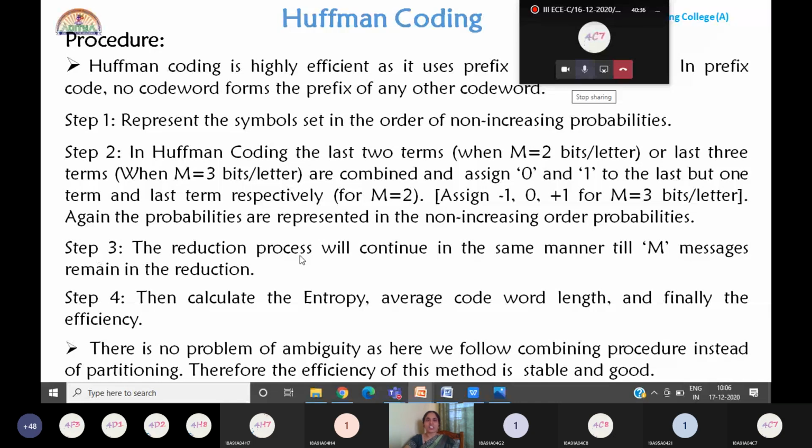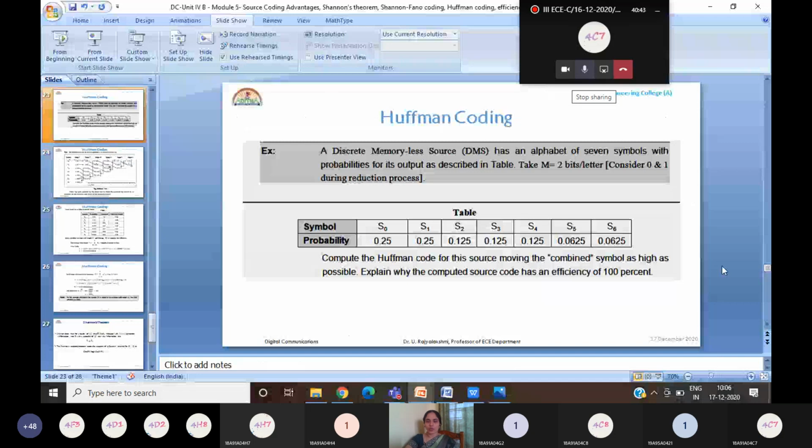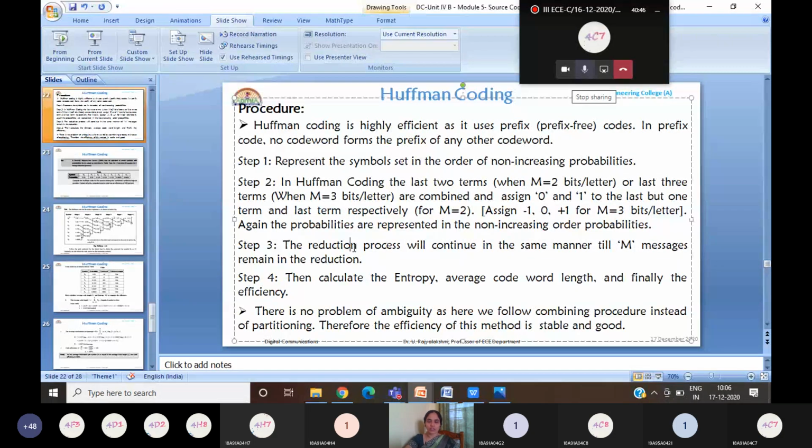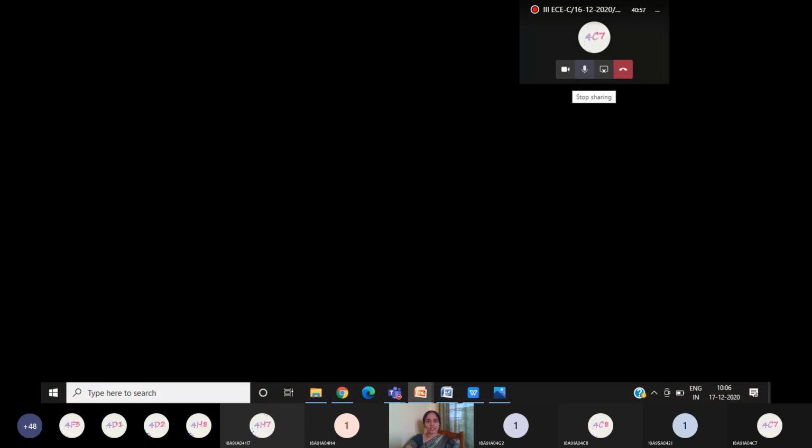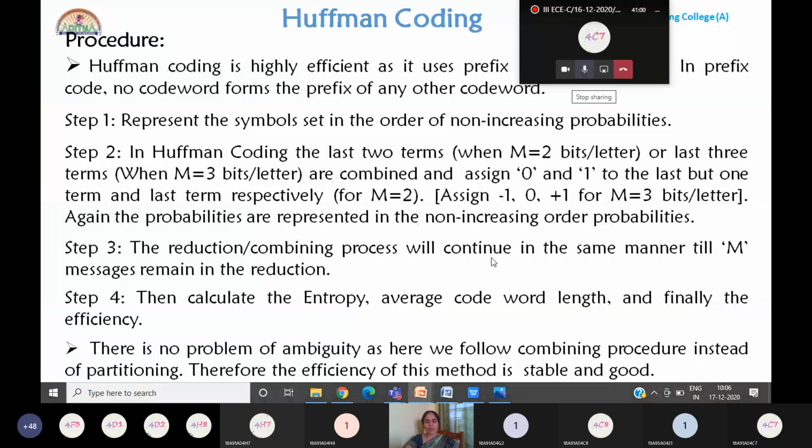Okay, next step 3 is the reduction process will continue. See here, reduction process or combining process. So the reduction process or combining process will continue in the same manner till m number of messages remain in the reduction. So for example, if m is 2, the same process will continue till 2 messages remain in the reduction.